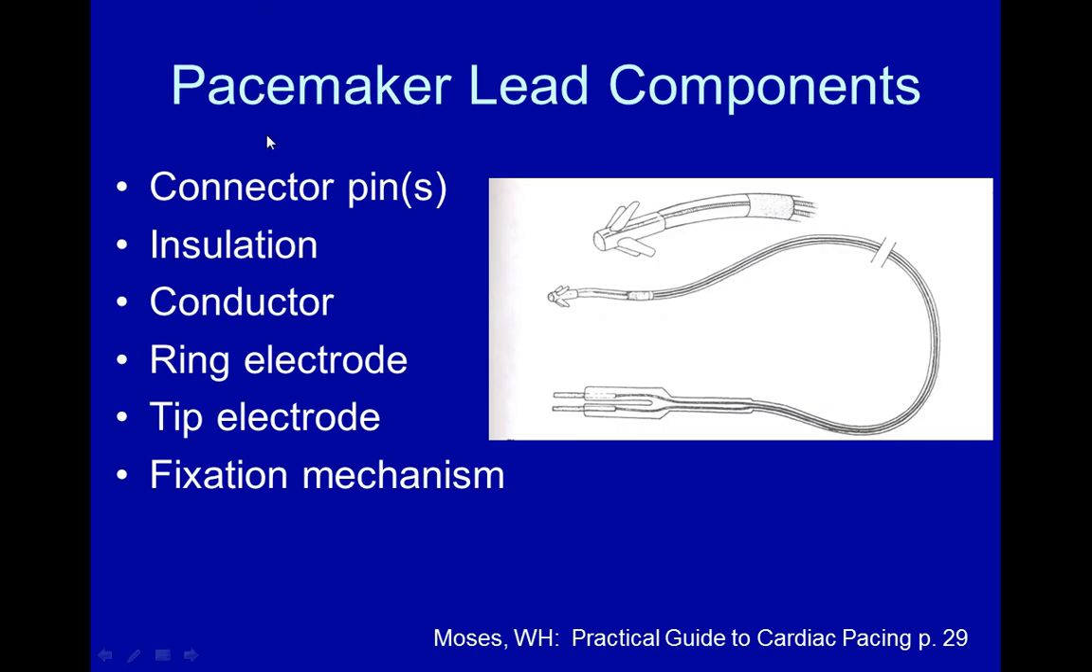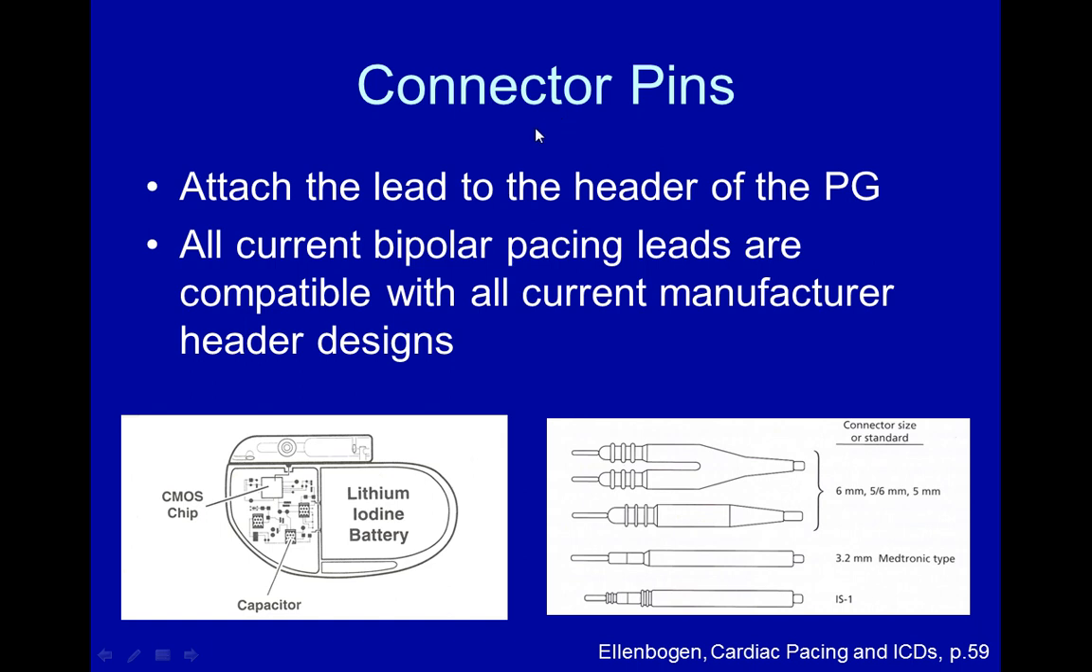And when you think of a pacemaker lead, you want to think of the 6 components. There's a connector pin or pins. There's insulation, the conductor, which transmits the electric pulse from the battery down to the myocardium. And then there are typically two electrodes, a ring electrode, which is proximal, and then a tip electrode at the end. And then there's some type of fixation mechanism to make sure that the pacing lead stays where it's supposed to. Now, let's look at these 6 components a little bit more closely.